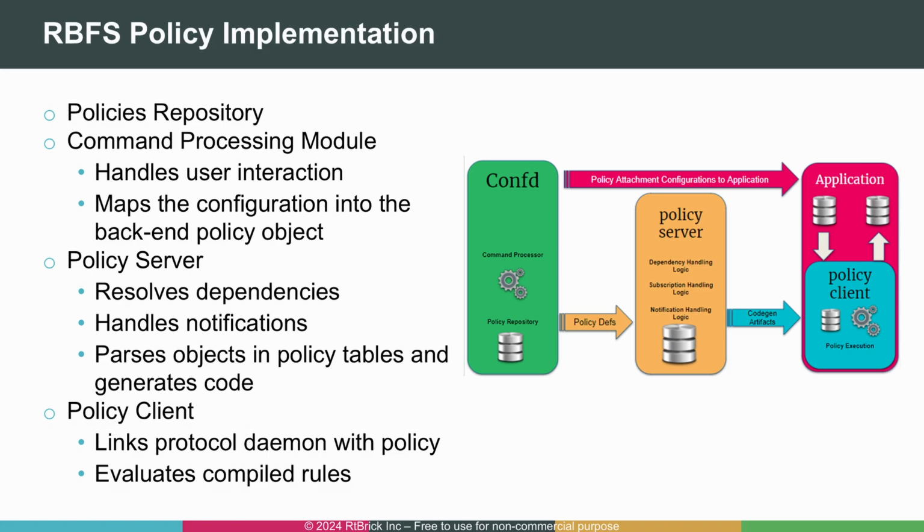The heart of the policy architecture is the policy server. It is responsible for parsing and validating policy objects. The policy server also resolves interdependencies between policy components. Afterwards, it translates high-level policy definitions into compiled C code for high-performance execution. Finally, it manages attachment points and notifies relevant daemons when policy changes occur. The policy client is a shared library embedded in client daemons such as BGP, ISIS, or OSPF. The client performs policy enforcement locally, invoking compiled policy logic to evaluate and act on routing information.